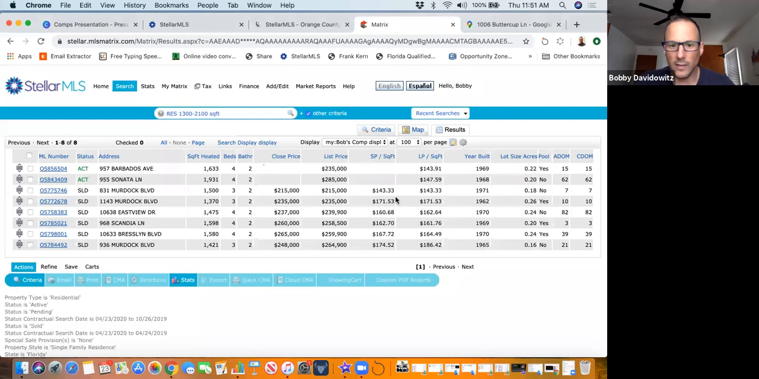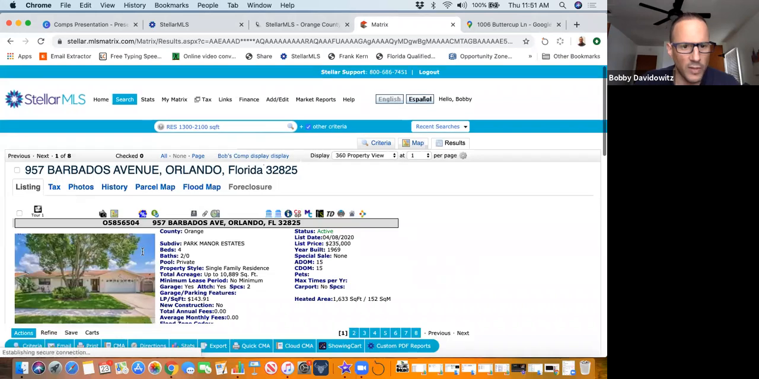But let's take a look at some of these other properties. Now here's one that's on the market for $235,000. It's been only on the market for 15 days. But let's take a quick look at our competition here. Let's take a look at what's happening with this active property.